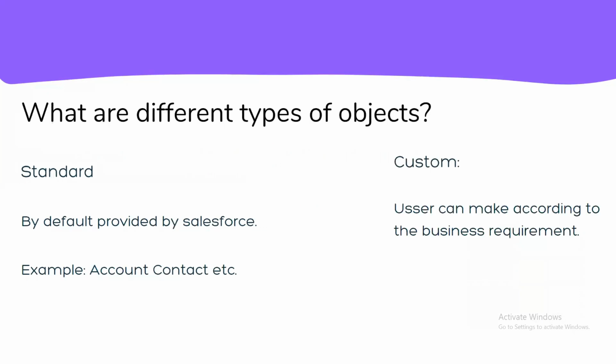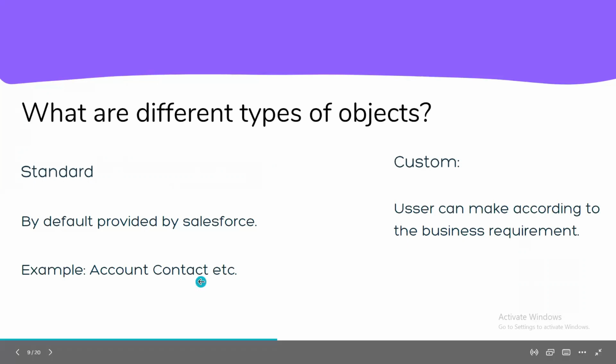What are the different types of objects? Different types of objects are basically two: standard and custom. Standard objects are provided by default by Salesforce, and custom objects are made by users according to their business requirement. Examples of standard objects are account, contact, opportunities, etc.